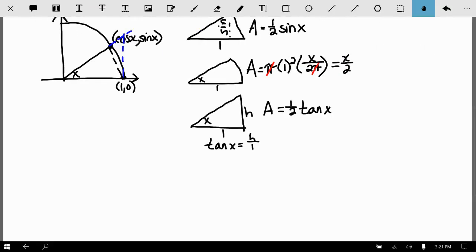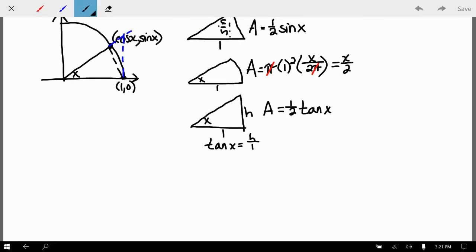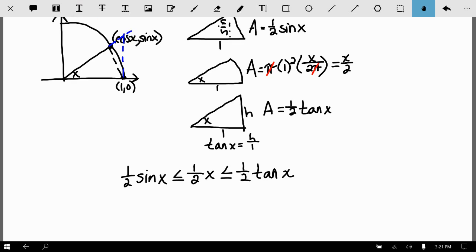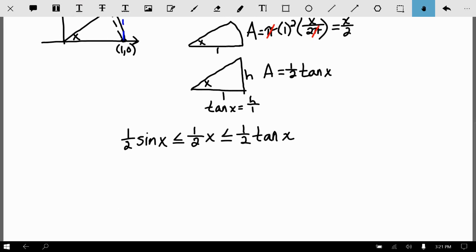Okay, so now comparing those 3 figures, I can see that I've got this setup, 1/2 sine x. That's the smallest of my areas. 1/2 x, or x over 2, is the next largest. And then the biggest one I have is 1/2 tangent x. Okay, so that's going to be our starting point for our squeeze theorem. So right now, what's in the middle doesn't look a lot like what I want it to look like, but we can do some work here to make that happen.